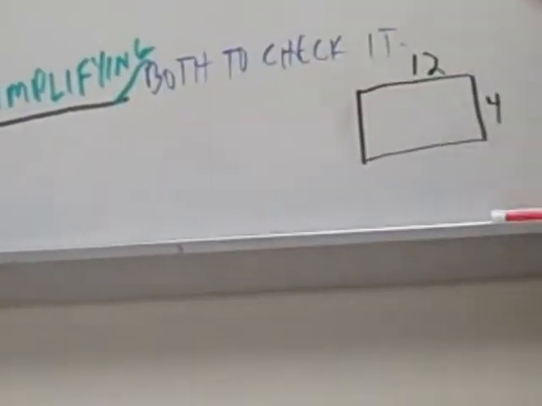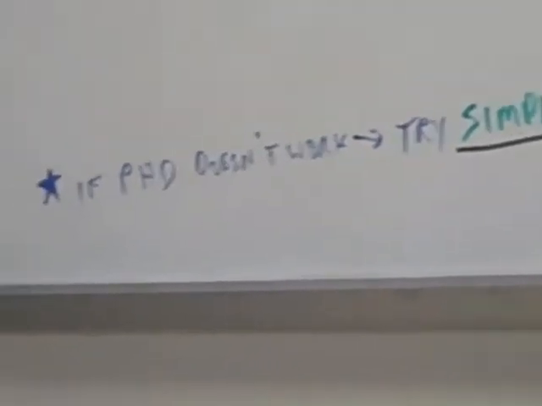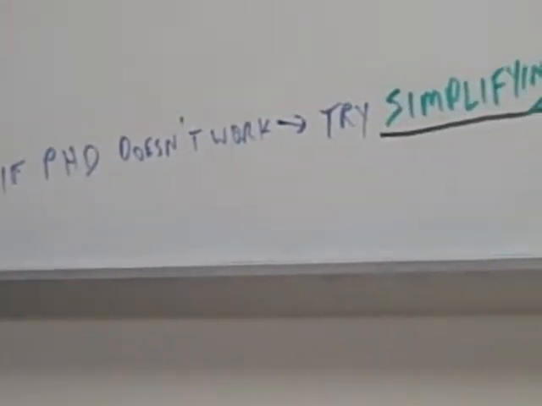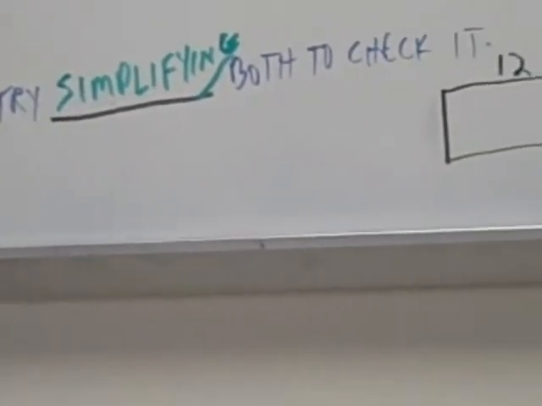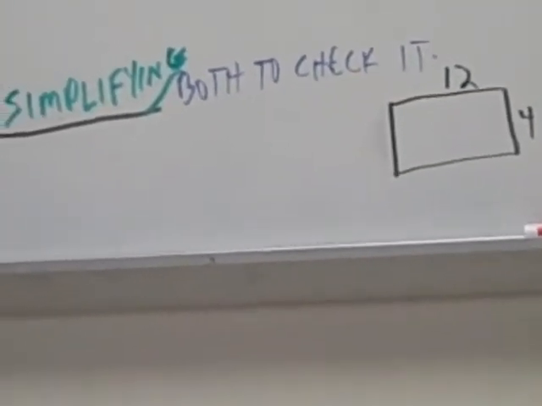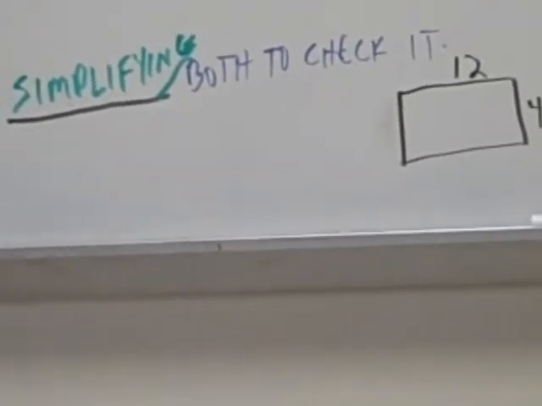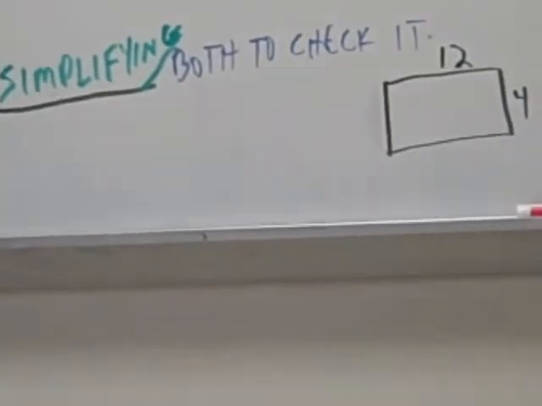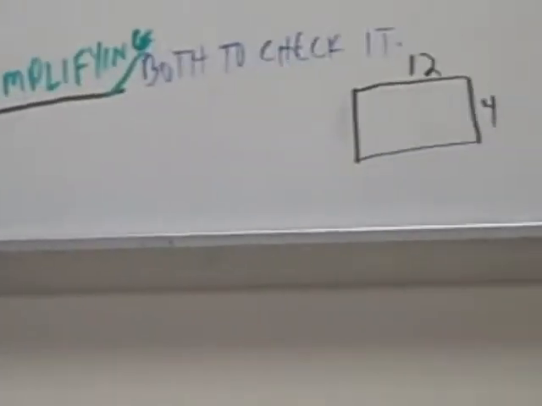Ran out of room. Oh, that G's terrible. Try simplifying both of them to check it. If we can get them to simplify into the same stuff, then it works. So PhD sometimes works, sometimes it doesn't. If it doesn't work, we have to check one more thing, and that's simplify. So, what does this simplify into?